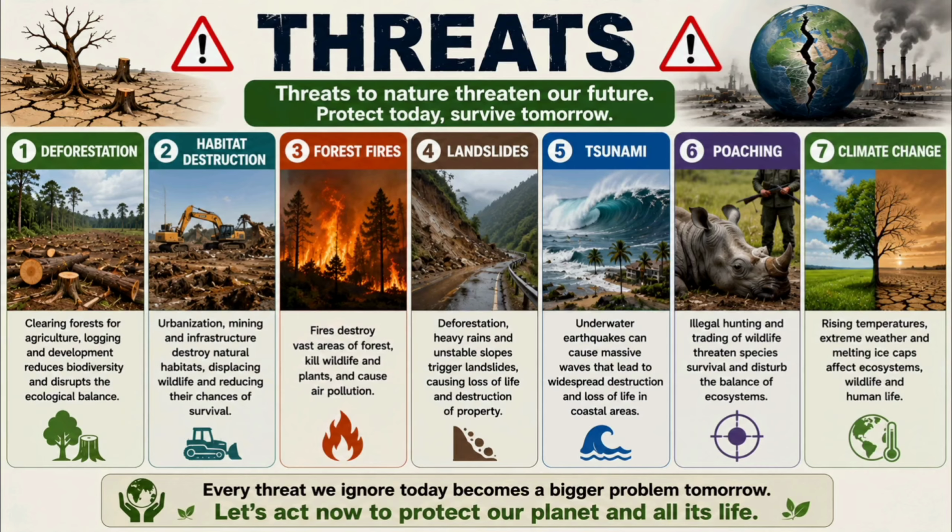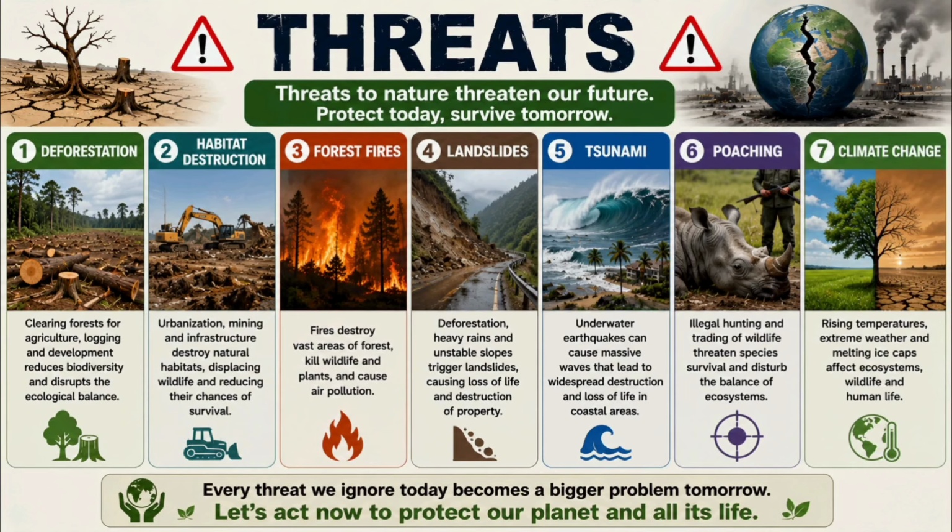Forest fires. Fires destroy vast areas of forest, kill wildlife and plants, and cause air pollution. Landslides. Deforestation, heavy rains, and uneven slopes trigger landslides, causing loss of life and destruction of property. Tsunami. Underwater earthquakes can cause massive waves that lead to widespread destruction and loss of life in coastal areas.